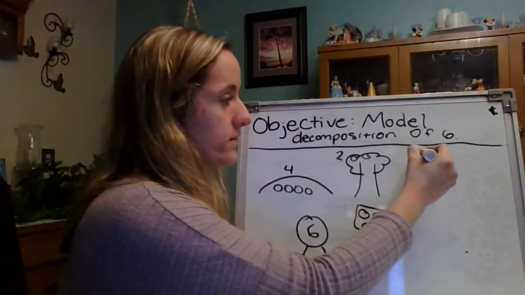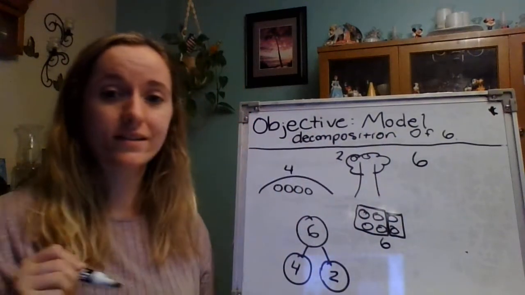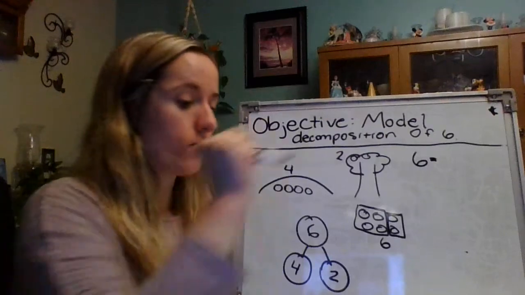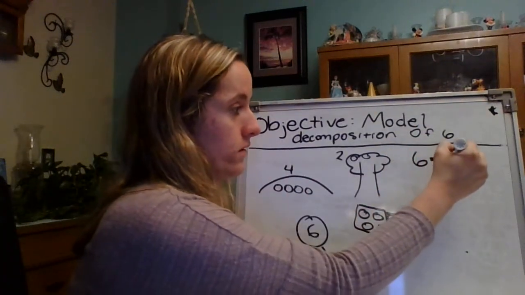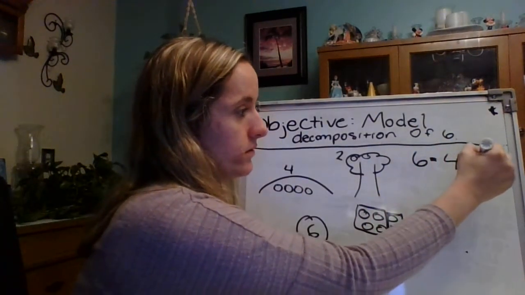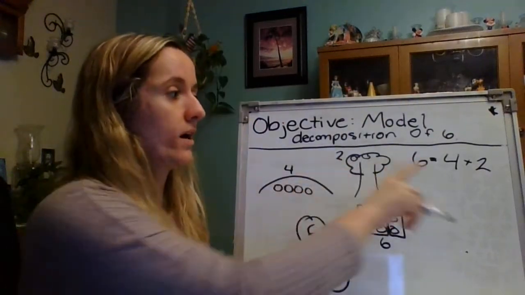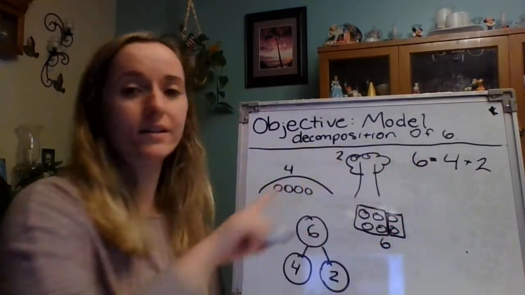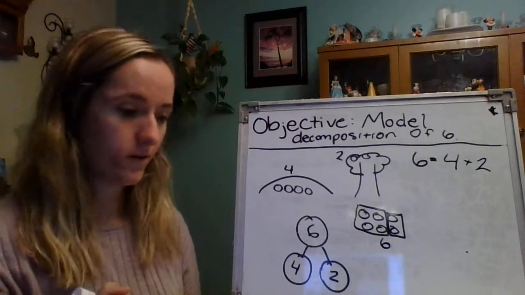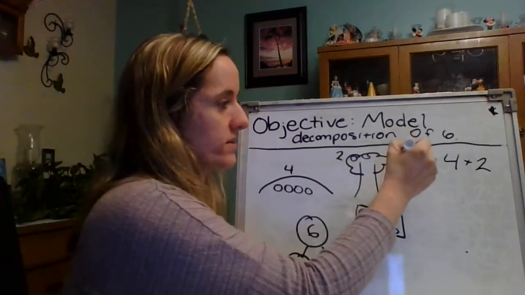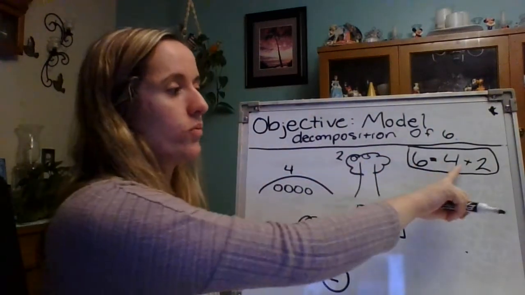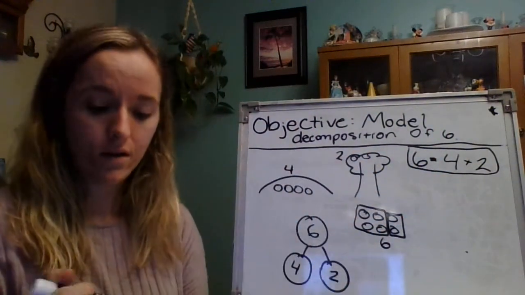So if I have 6, I'm going to write 6 equals 4 plus 2. Because 4 nuts underground, 2 nuts in the tree equals 6 all together. Great job, guys. We're going to keep this up here as a reminder of the 2 parts that make 6.